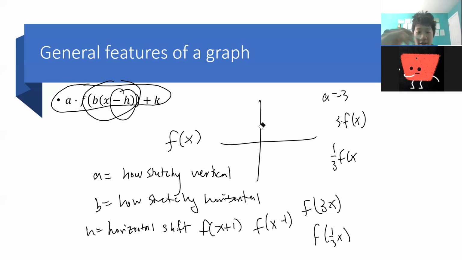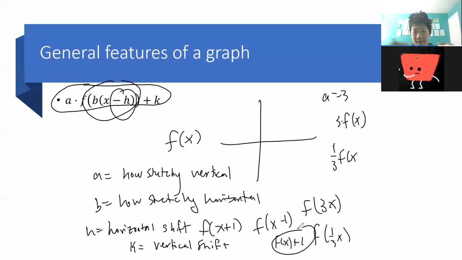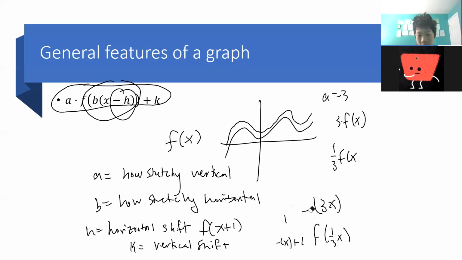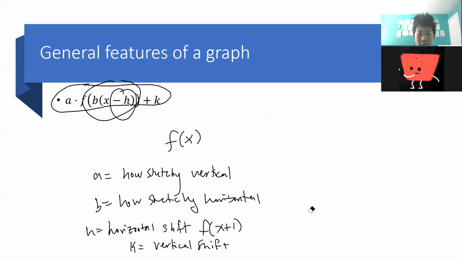Okay. And then for k, it's outside the parentheses, so it is what we expect it to be. So k is vertical shift. If it's positive, like f of x plus 1, it's moving up. That's what we expect it to do since it's outside the parentheses. This should mostly be review for you guys, if you've done algebra 1, which I think you must have.